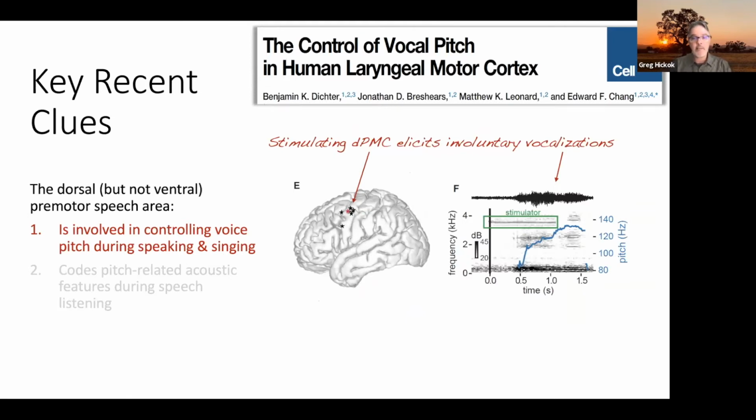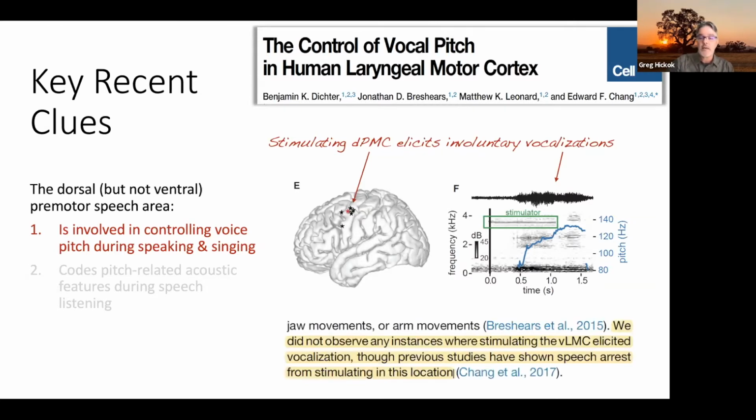Stimulating, in the same study, stimulating this region elicits involuntary vocalizations, vowel-like vocalizations. They wrote that we did not observe any instances where stimulating the ventral laryngeal motor cortex, or this ventral speechy area, elicited vocalization, though previous studies have shown speech arrest from stimulating this location. So you get vocalizations when you stimulate this region.